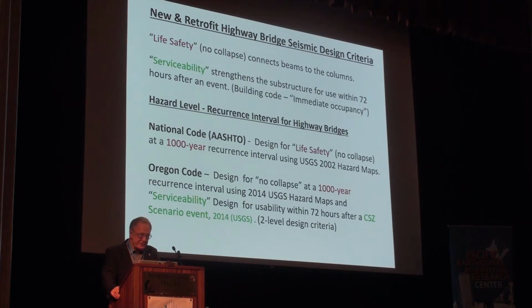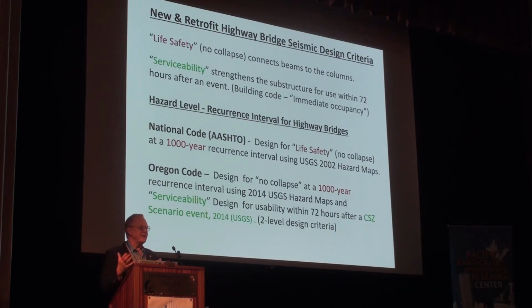criteria for our bridges. We started out using the 500-year event, but we transitioned to what we call a Cascadia Scenario, and this is the same basis that USGS uses in the probabilistic national hazard maps, only we deaggregated just the Cascadia subduction zone, and we designed to that. And we defined serviceability as being able to use the bridge within 72 hours.